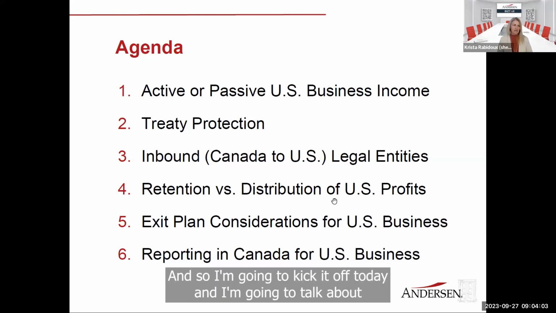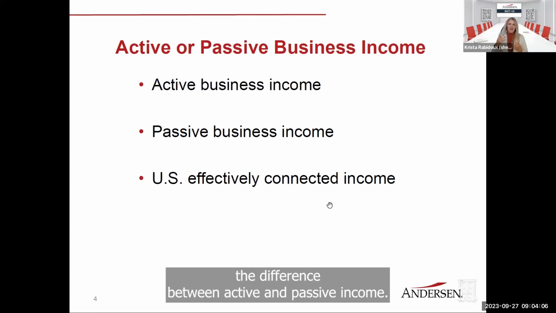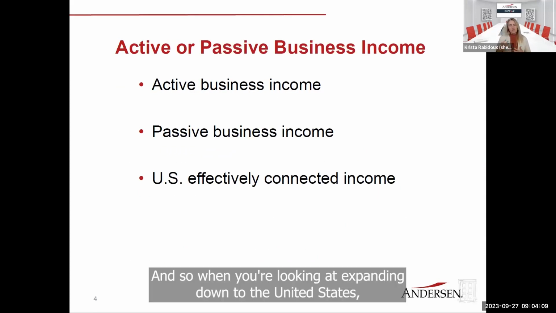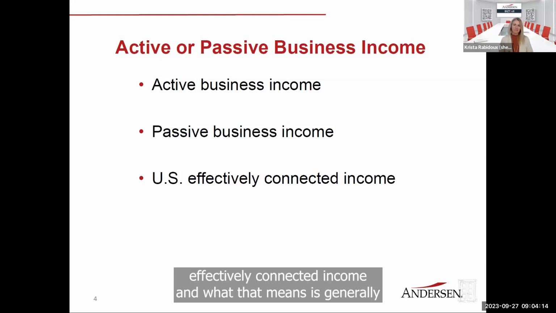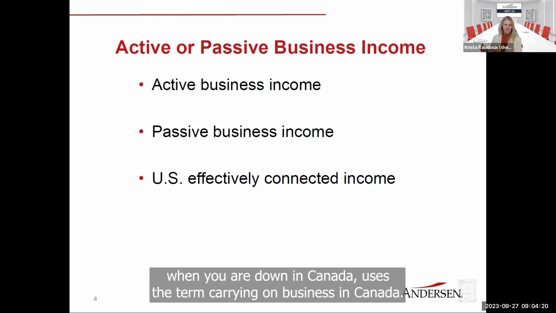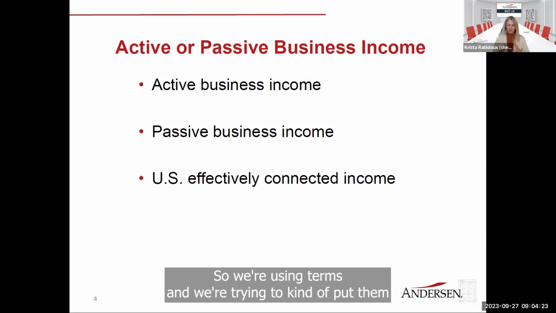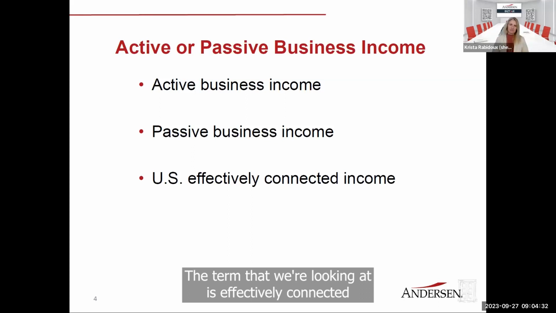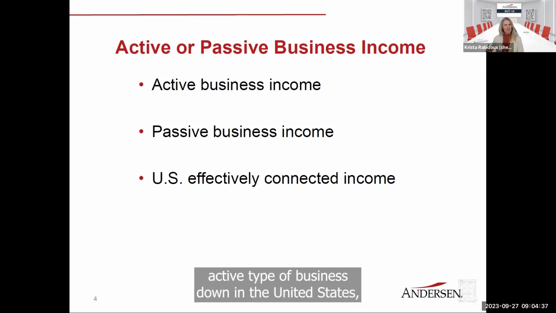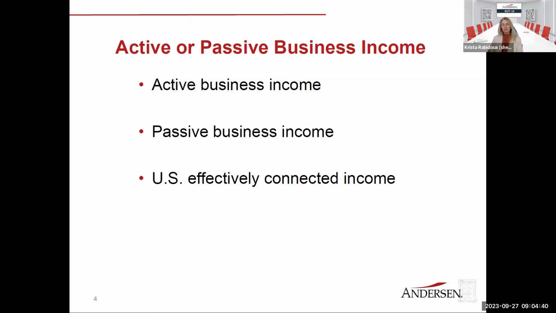And so I'm going to kick it off today, and I'm going to talk about the difference between active and passive income. When you're looking at expanding down to the United States, they use this term called US effectively connected income. What that means is, generally, what Canada uses the term "carrying on business in Canada" for. So if we're trying to put them together in our Canadian tax language, if you will, the term that we're looking at is effectively connected income in the United States. And where this comes into play is when you are earning an active type of business down in the United States, you generally will have effectively connected income.